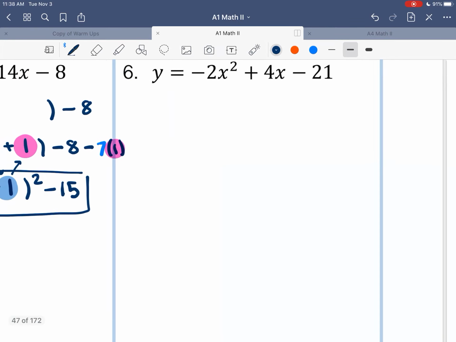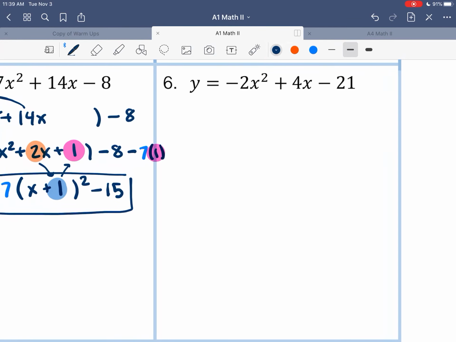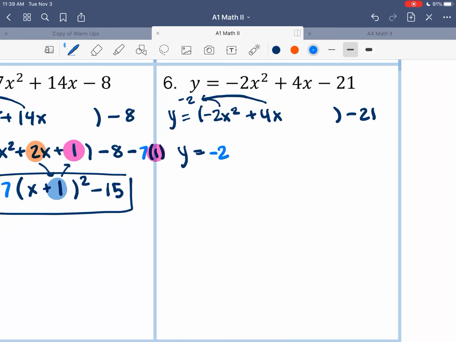Okay, one last one. This one has a negative leading coefficient, which just means we have to be careful when we're factoring it out to make sure that we're factoring out a negative. That's not 14, it's 4. Also it's plus, here we go, minus 21 on the outside of our parentheses. We have to factor out a -2 out front. So we end up with y equals -2 x squared plus 4x.